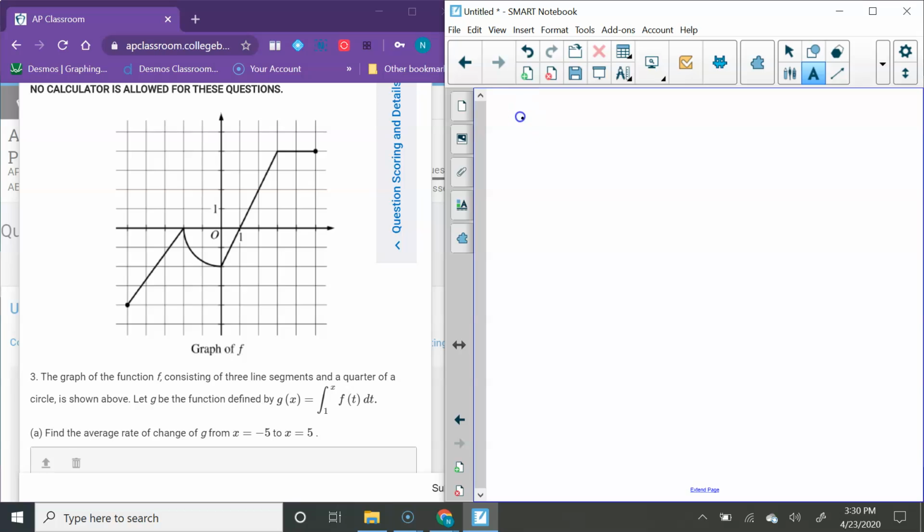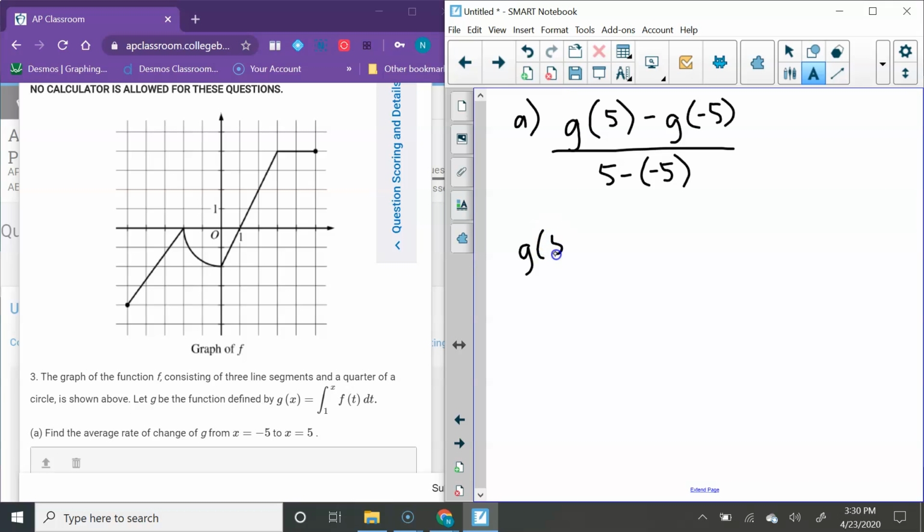So average rate of change for part A is going to be g of 5 minus g of negative 5 all over 5 minus negative 5. It's the slope through the endpoints. So you're going to have to find g of 5, and they tell us that g of x is the integral from 1 to x of f of t dt. So this will be the integral from 1 to 5 of f of t dt, and so that is the area underneath the curve from 1 to 5.